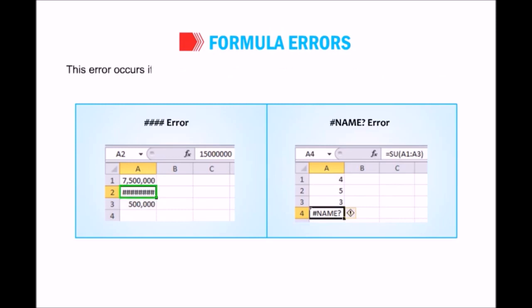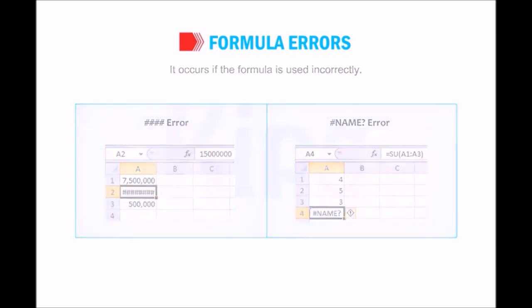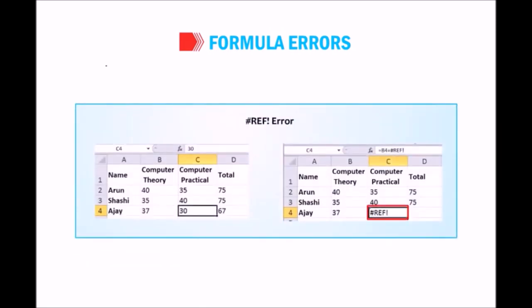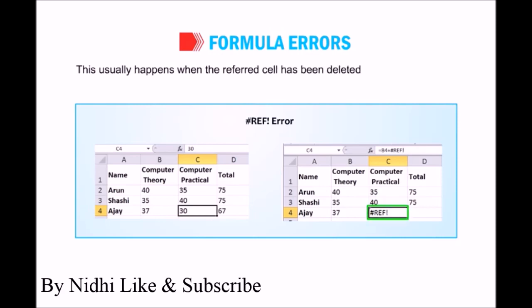This error occurs if the column does not have enough space to accommodate the value. It occurs if the formula is used incorrectly. It occurs if the formula contains invalid data. This occurs if a number is divided by 0. This error occurs when the formula refers to a cell that does not exist. This usually happens when the referred cell has been deleted from the worksheet.